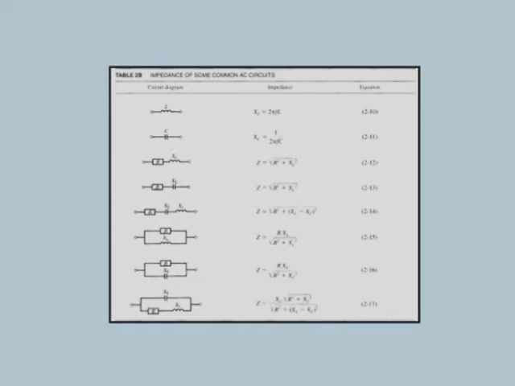Then, the next two are the diagrams showing parallel connection of resistor-inductor and resistor-capacitor. To find the impedance, we multiply the two variables together and divide by the square root of the sum of squares of the variables. The last one shows the parallel connection of capacitor with the series connection of resistor and inductor. And here is the impedance equation.